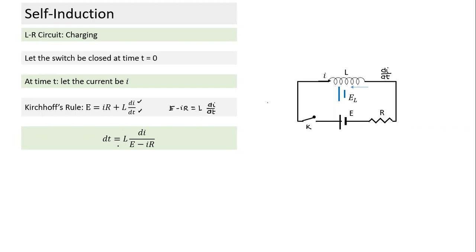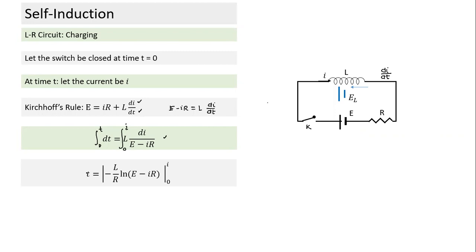Okay, dt is equal to this expression. We get this expression. Now both variables are separated here, so I can easily integrate. Both sides can be integrated. If I integrate from 0 to t, and the corresponding value of current at time 0, which was 0, and the current at time t is equal to I.